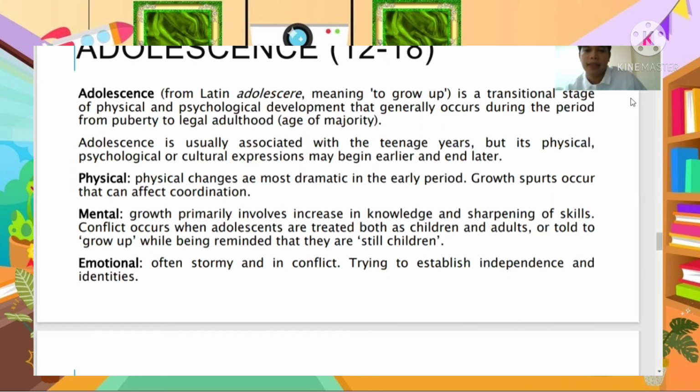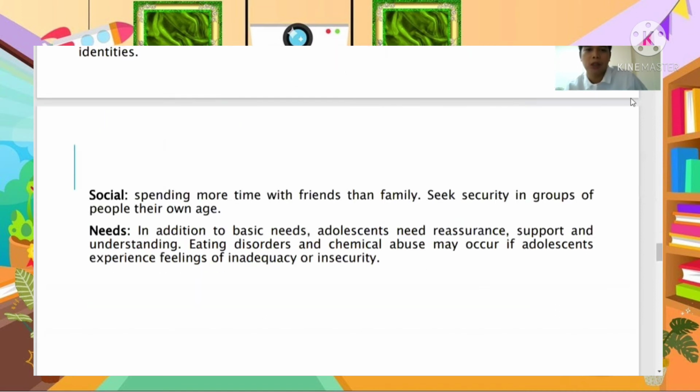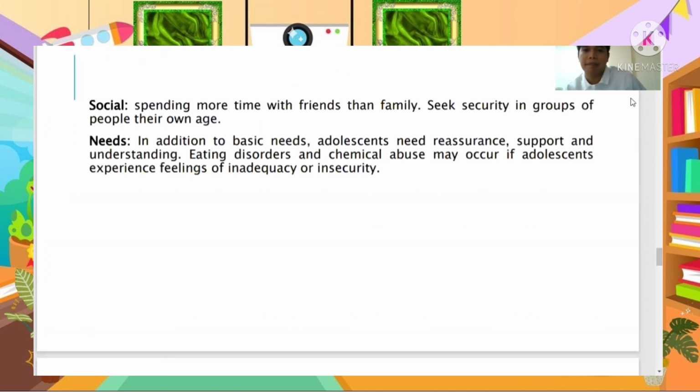establish independence and identities. Okay, next is social, spending more time with friends and family. Needs are, in addition to basic needs, adolescents need reassurance, support, and understanding.